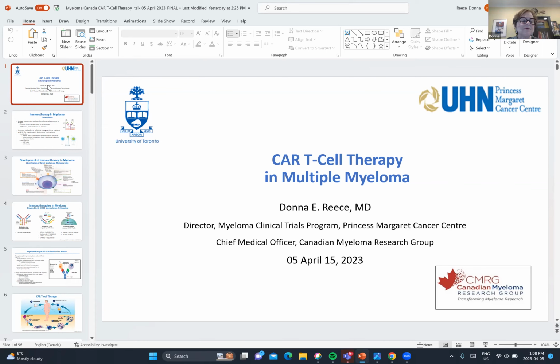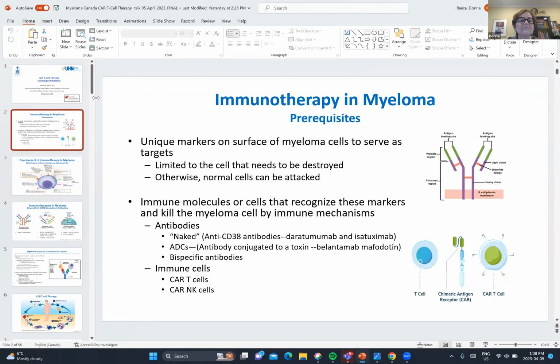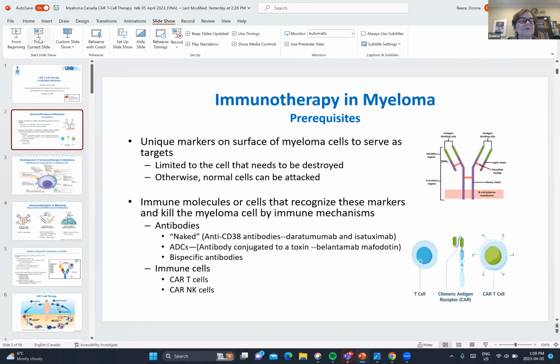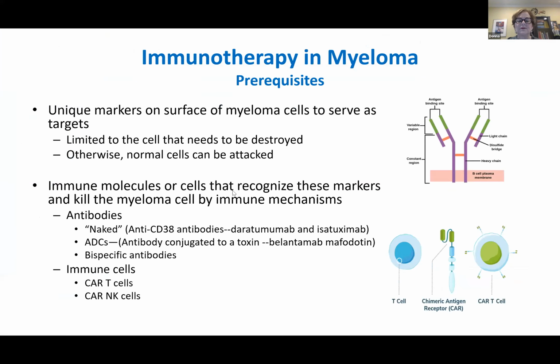I'm going to provide a bit of background and then go through the developmental history of CAR T with a particular relevance to what we have or don't have in Canada. So I'll begin by, let me go to slideshow, that might help. Talking about immunotherapy in general, because we are really in a new era of myeloma.